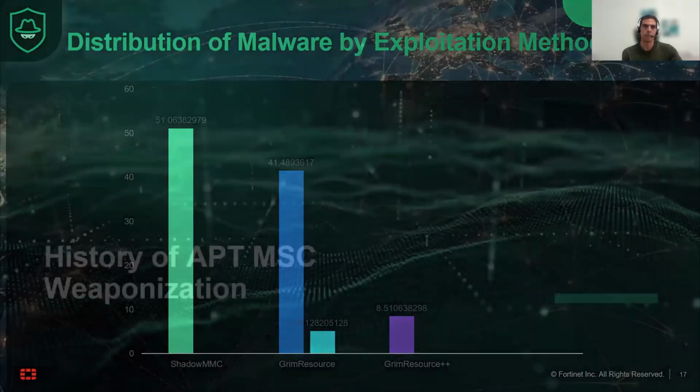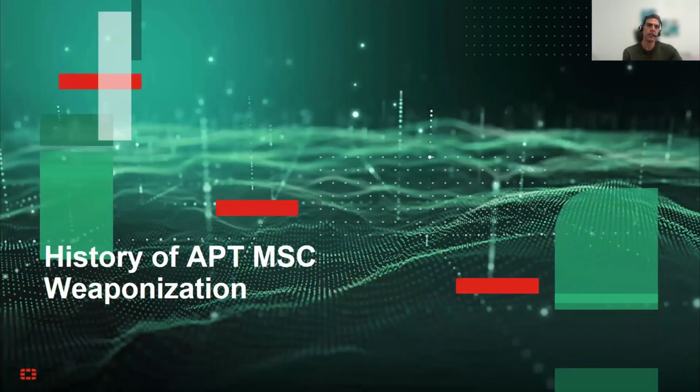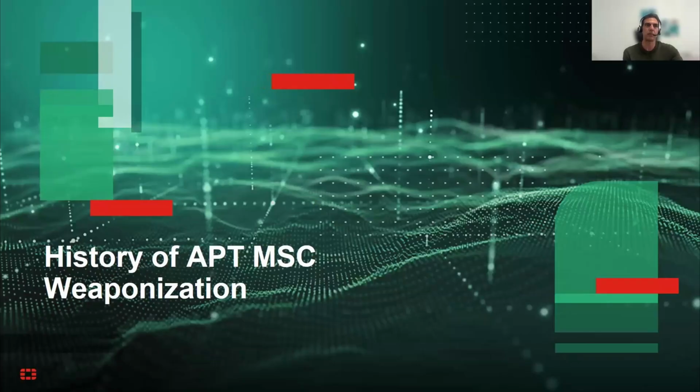Next slide. In this section, I'm going to talk a little bit about various APT and cybercrime groups that we have observed use MSC files as an initial infection vector in their operations.